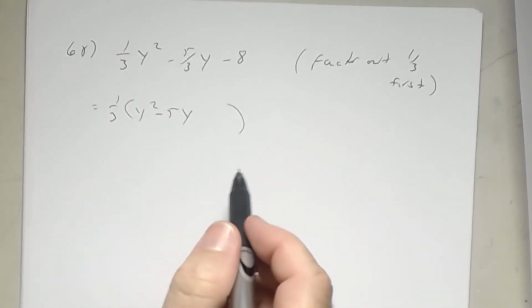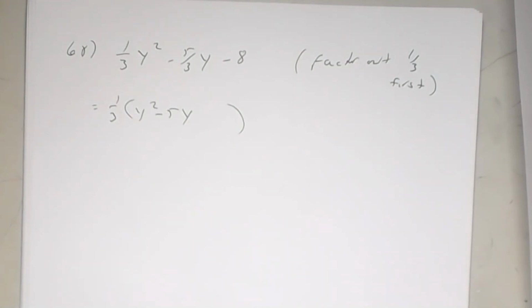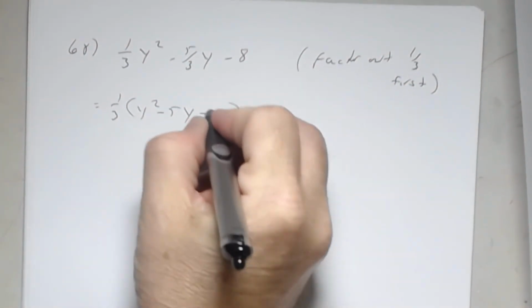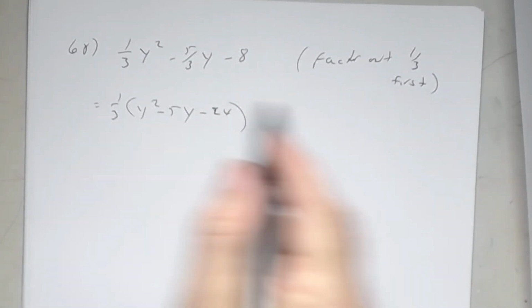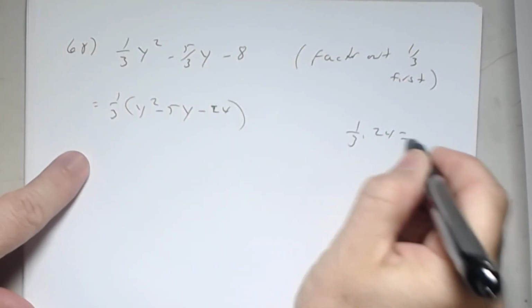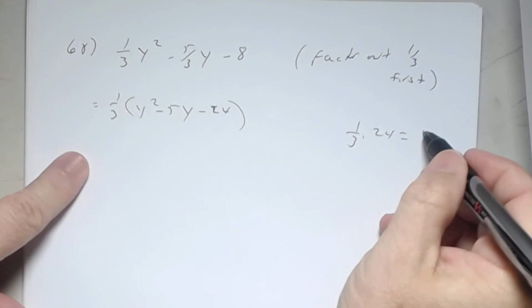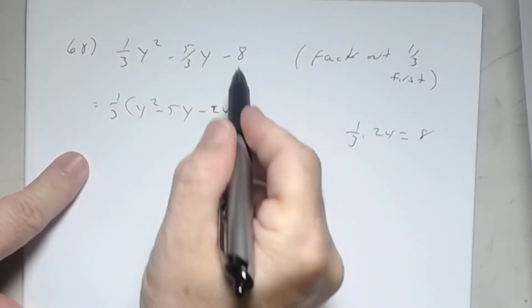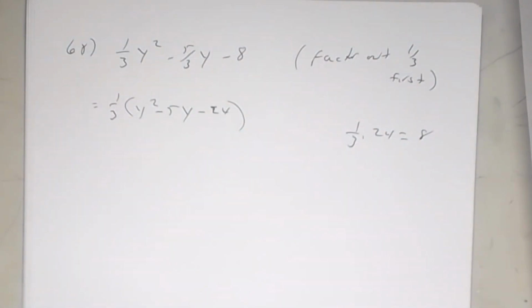Okay, now be careful for the last one. 1/3 times what is a negative 8? Oh, geez. Now that's one you got to think about. Negative 24. Because look, 1/3 times 24 is what? 24 thirds, which is 8, and that's what you wanted. So it has to be that. That's why I said the 24 thirds.